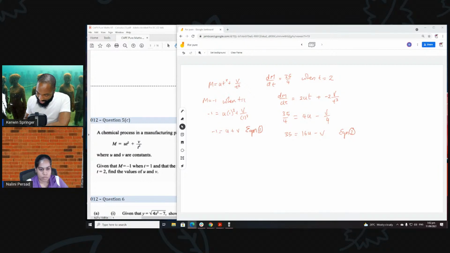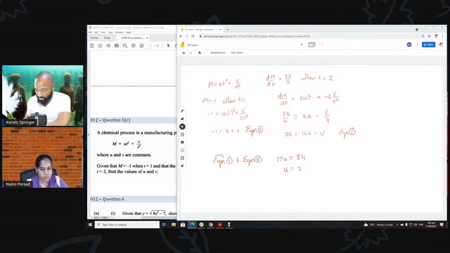So if I add both of the equations, equation 1 plus equation 2, and the reason I'm adding is because I'm seeing that it will cause the v to disappear. So I'll get 17u is equal to 34. So u is equal to 2.